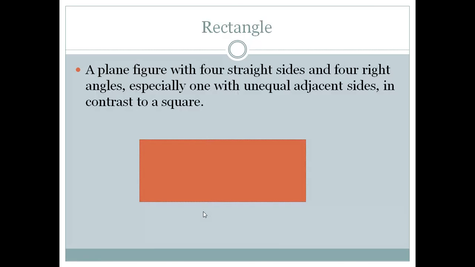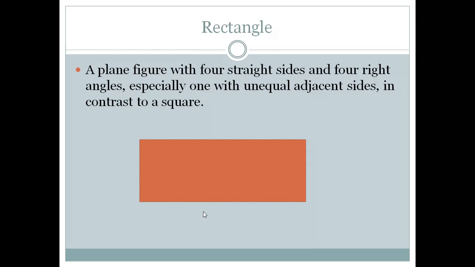Then rectangle. A rectangle is a plane figure with four straight sides and four right angles, especially one with unequal adjacent sides, in contrast to a square. Here also we are joining two sleeping lines and two standing lines, but here the length of the standing lines is different from the sleeping lines. So when we have two pairs of equal sides, then it is known as a rectangle.